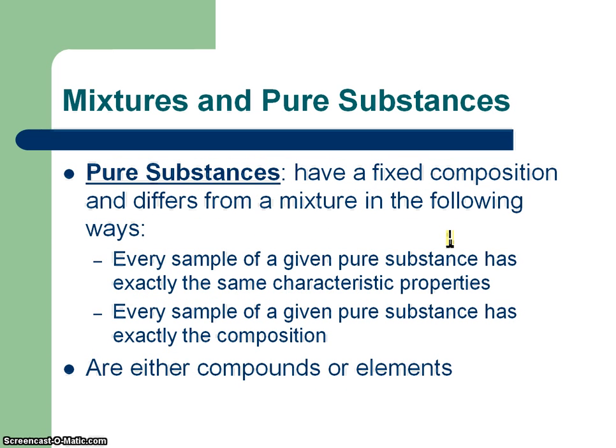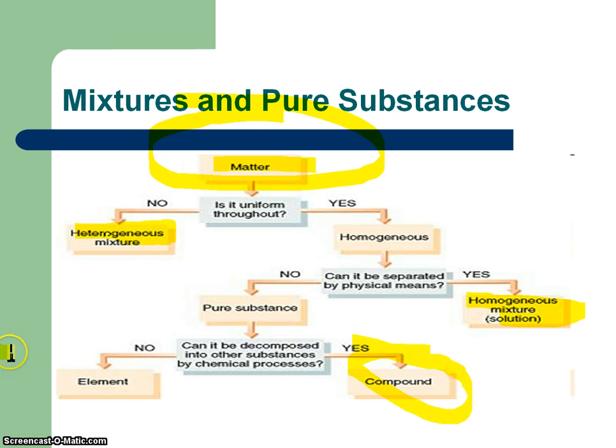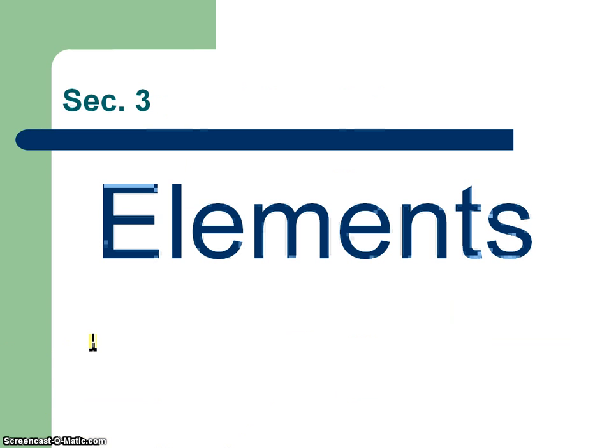Now, a pure substance has a fixed composition and differs from a mixture in the following ways. Every sample of a given pure substance has exactly the same characteristic properties. Every sample of a given pure substance has exactly the same composition. Pure substances are always the same, and they are either compounds or elements. And moving on, as you can see in this chart over here, you can start with matter and move your way to a heterogeneous mixture, solutions, compounds, or elements to see how you would describe matter.